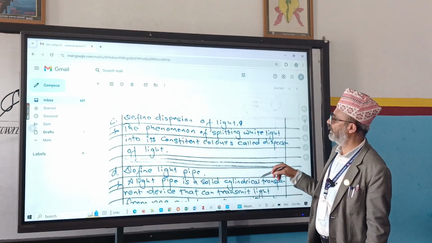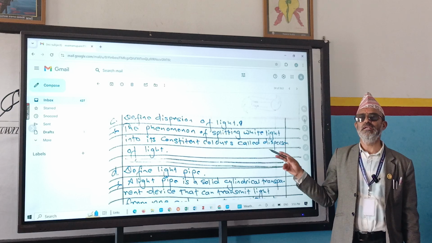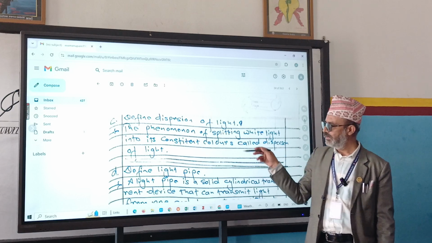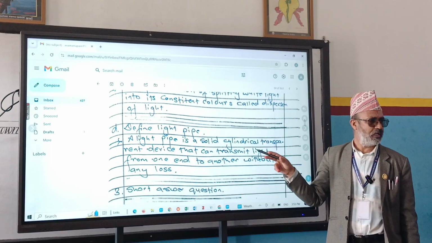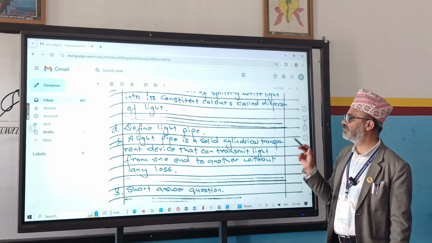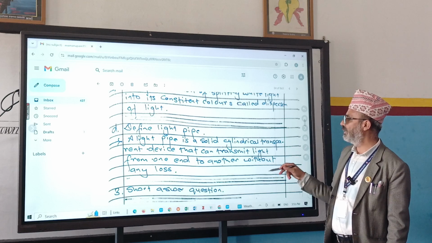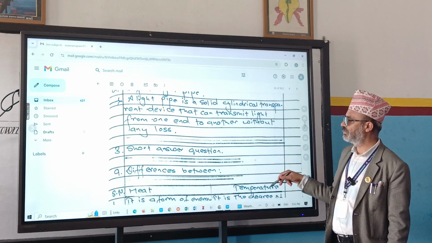Define dispersion of light. This also already discussed. Splitting white light into 7 different colors. Define light pipe. Somebody has already done this also. Light pipe is a solid cylindrical transparent device that can transmit light from one end to another without any loss.